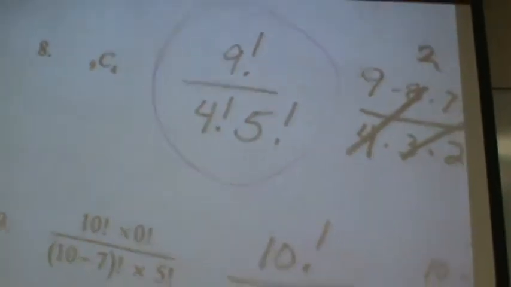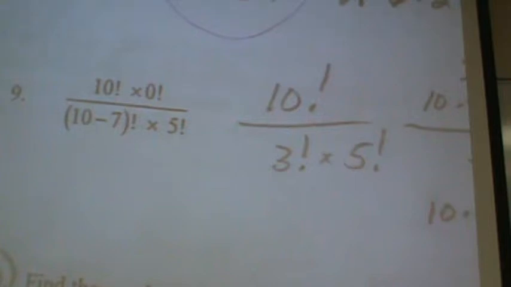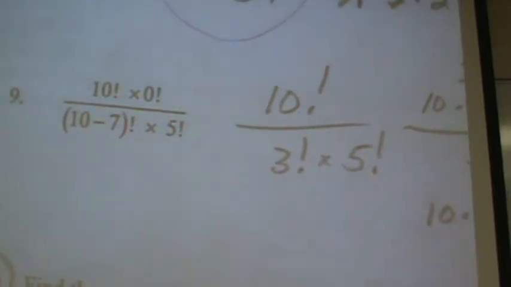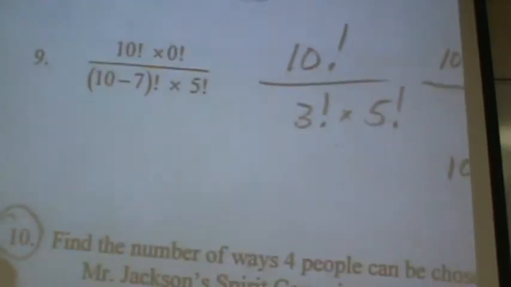For number 8, you have a combination key. That should be easy. And number 9 is simple, use your calculator. 0 factorial is 1.